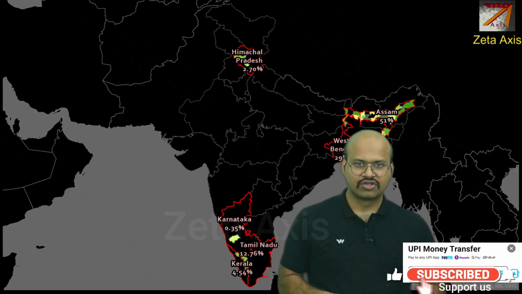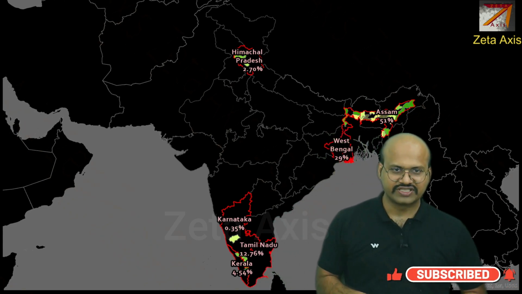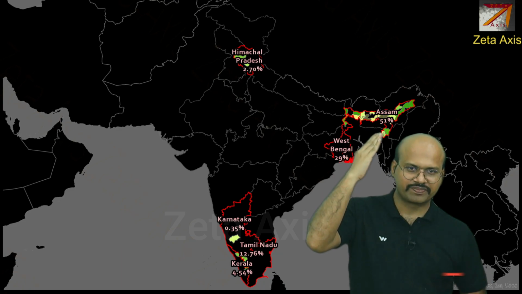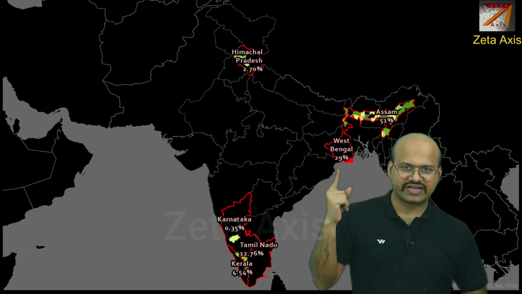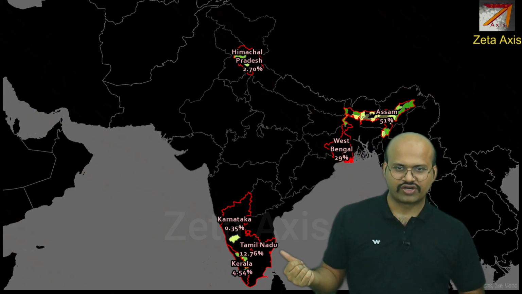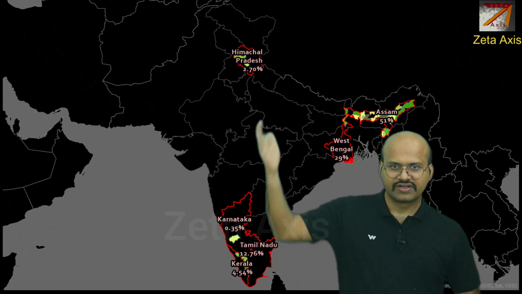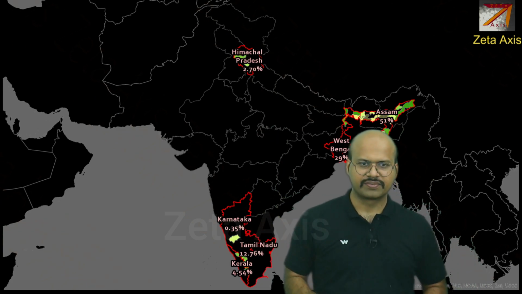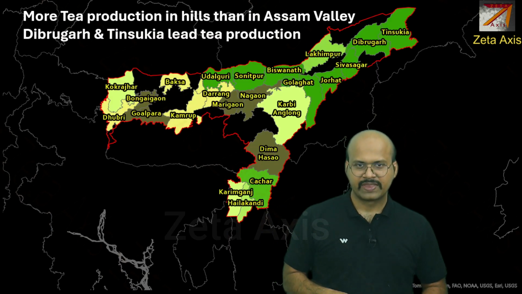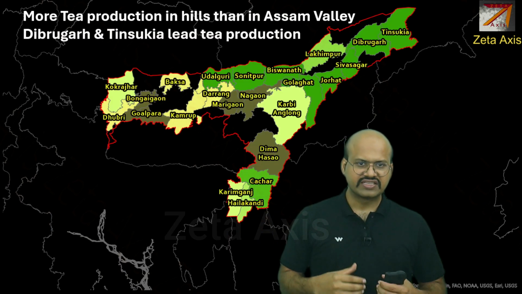Here we have regions in Tamil Nadu and Kerala. In Karnataka, this is Chikmagalur district. Then in Himachal Pradesh, we have 2 districts where it is produced. Then in West Bengal, Assam, as well as some portions of Tripura. So here we can see the contribution of these states, where Assam is the leading producer with 51%, followed by West Bengal at 29%. Then we have Tamil Nadu at 12% and Kerala at 4%, Himachal Pradesh 2%, and Karnataka with a meager 0.35%.